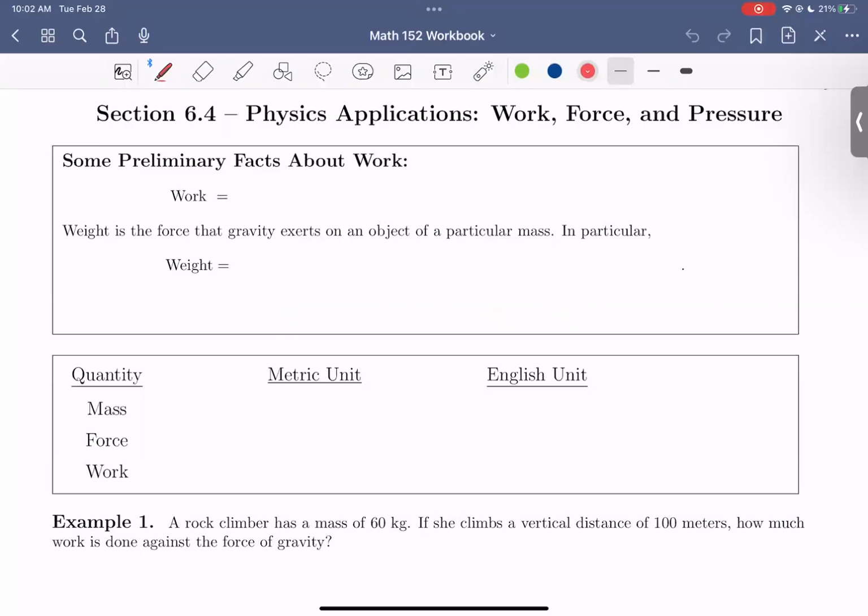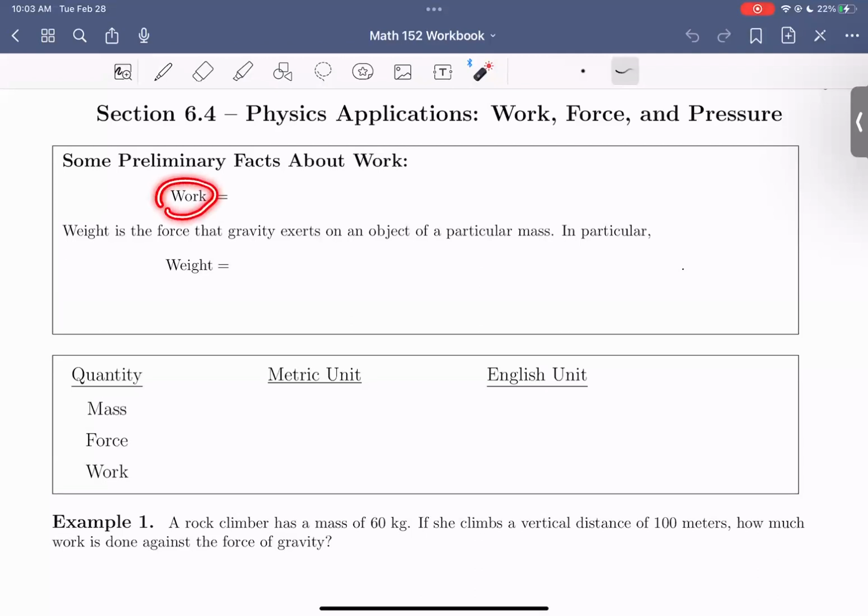Everyone. In this video, we're going to look at section 6.4 on physics applications. In our workbook, we're going to cover work, force, and pressure. In our class, we're only going to focus on work and force. So feel free to fill in the pressure notes as well. I will provide you solutions for those notes, but in our class, we're not going to focus on that this quarter. All right, so let's get started looking at some preliminary facts about work.